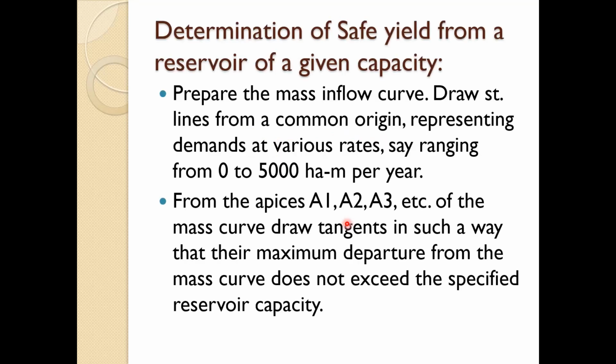So we will see determination of safe yield capacity as we have discussed earlier from the given capacity. So prepare the mass inflow curve. Draw straight lines from a common origin representing the demand at various rates, say ranging from 0 to 5000 hectare meter per year. From the apices A1, A2, A3, etc. of the mass curve, draw tangents in such a way that their maximum departure from the mass curve does not exceed the specified reservoir capacity.